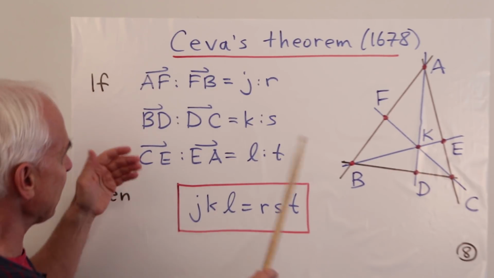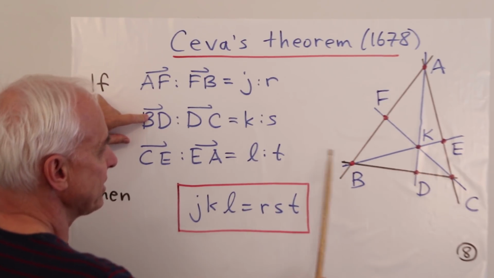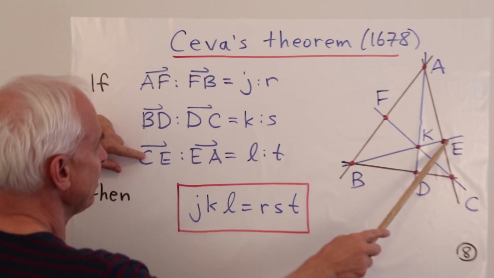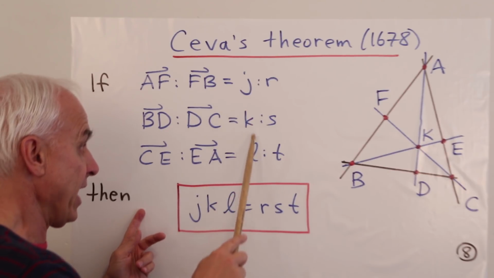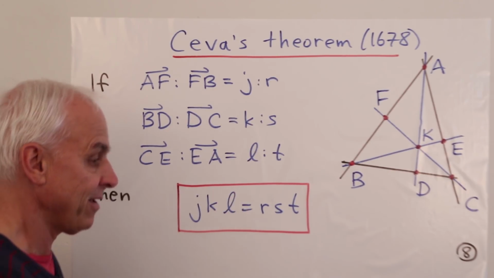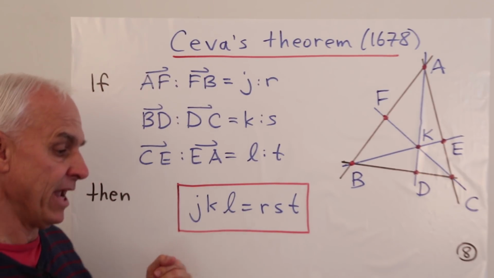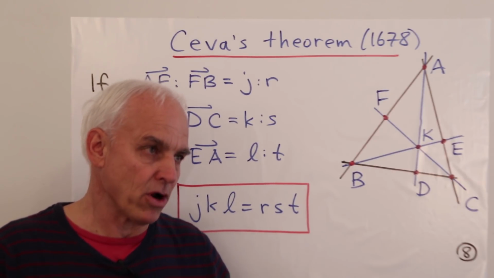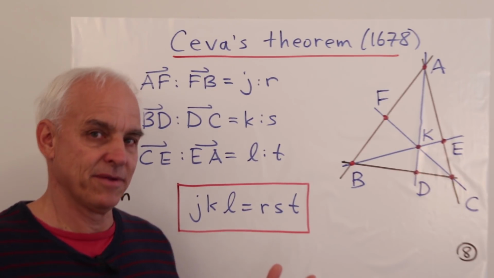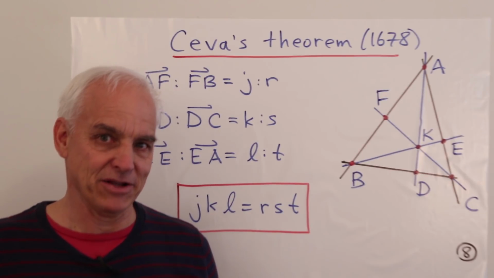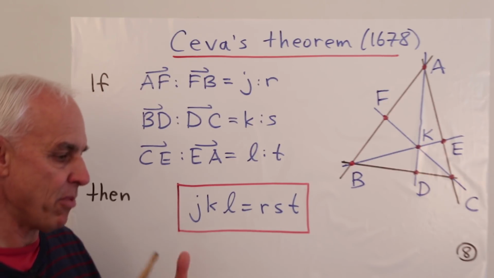Okay, so we're introducing exactly just as before. AF to FB is J to R, BD to DC is K to S, and CE to EA is L to T. And then Ceva's theorem is that the product JKL equals the product RST, this time without a minus sign. This is a very beautiful theorem. It's very useful. It's probably more commonly used than Menelaus' theorem. And it's intimately connected with the theory of centers of mass and balancing, as we'll see. So it's a lovely result, and also essentially really part of affine geometry.